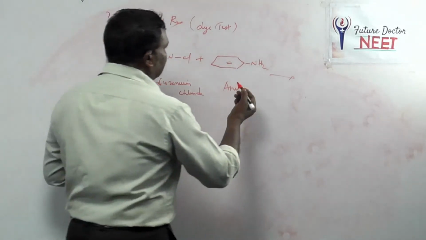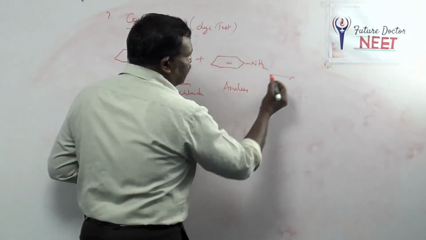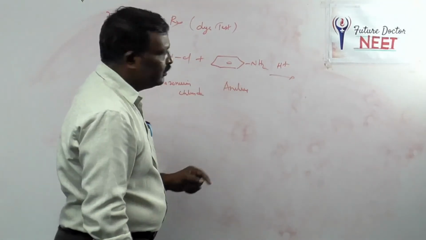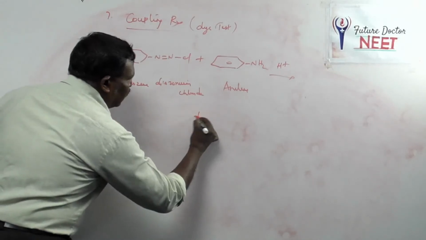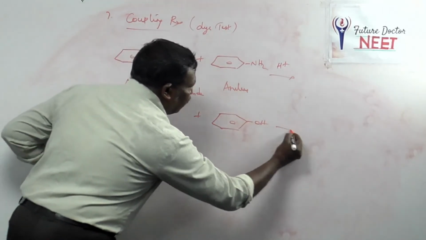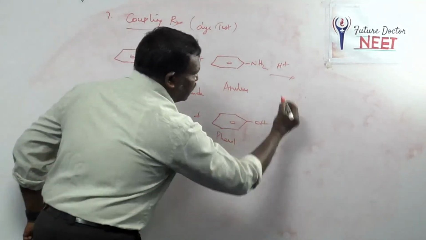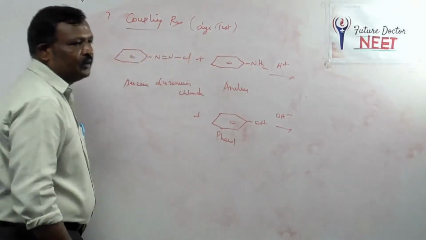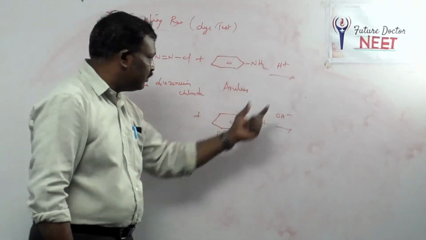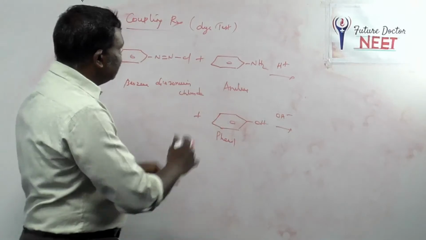Aniline is a base, no? Then the reaction takes place in which medium? Acid medium. The same reaction I am going to write, but instead of aniline I am going to take phenol. Phenol is weakly acidic. Are you following or not? Aniline is a base, so the reaction takes place in acid medium. Phenol is weakly acidic, so the reaction takes place in basic medium. Product same, you know that.